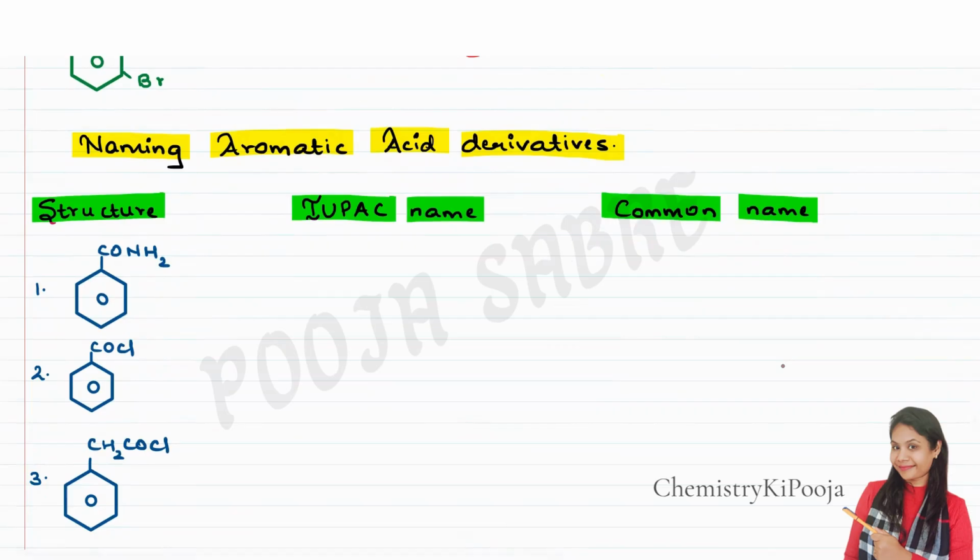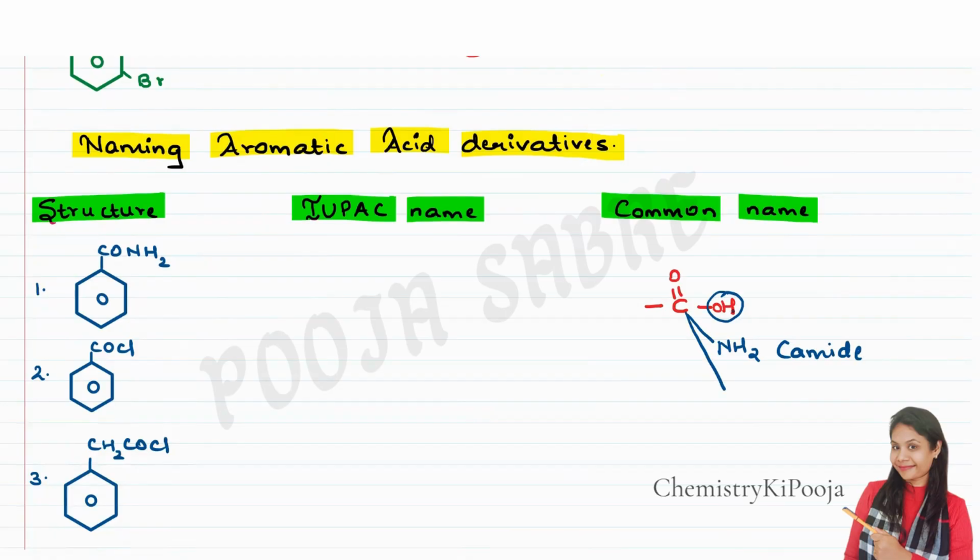Now if an acid derivative is present on the benzene ring, how are we going to proceed with the naming? When I talk about acid derivatives, remember what we mean by that. Acid is COOH, right? This is the carboxylic acid. Now, suppose I replace this OH group with NH2. So this becomes C double bond O NH2. This is an amide, right?